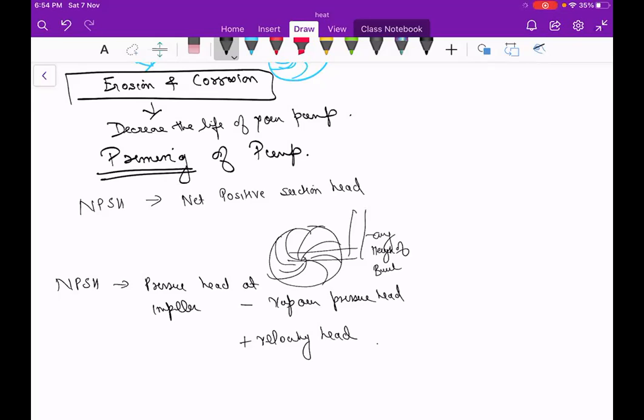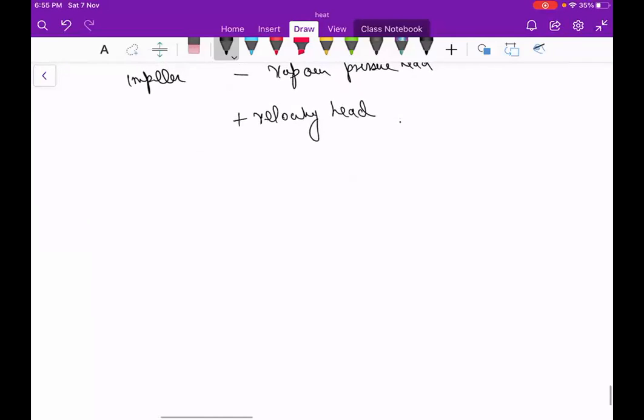So what is NPSH? That is the pressure head at the impeller, minus vapor pressure, plus velocity head. Okay, so this is very important. You will see NPSH in detail in fluid mechanics also, what this NPSH actually means. So NPSH will give you an idea.